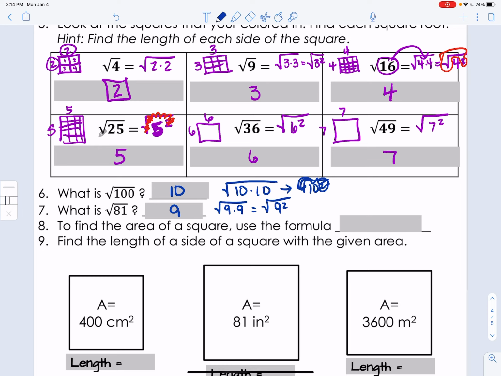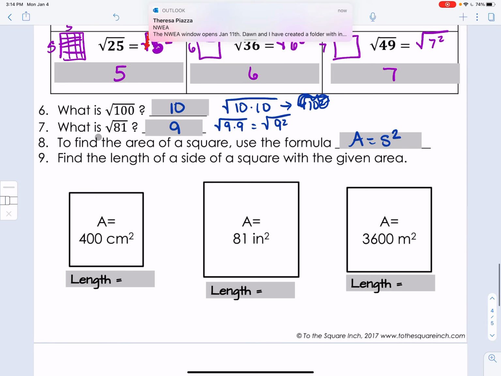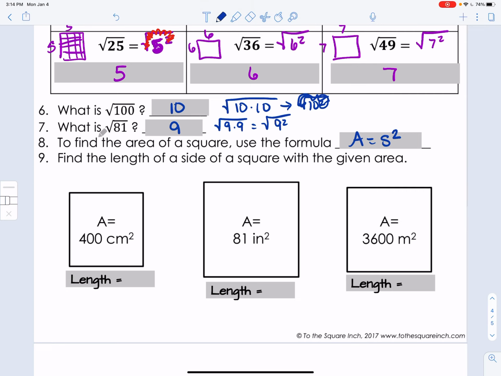To find the area of the square, use the formula A equals S squared. And we're going to find the length of a side of a square with a given area. So I guess we better call this length. A equals length squared. So A equals 400 centimeters squared. How can I solve that? That would mean that I need to take the square root of 400, the square root of 81, the square root of 36. So I'm going to focus on the square root of 400.